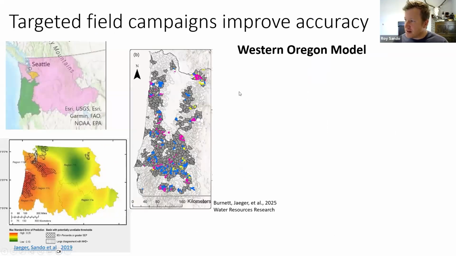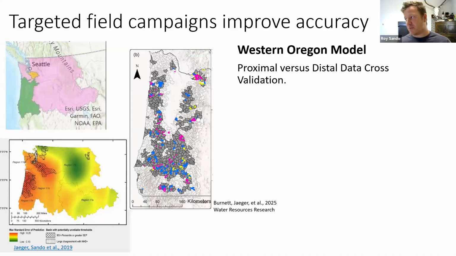Another thing that colleagues, Jonathan Burnett at the Forest Service and Chris Yeager at USGS, looked at, in projects they got funded in Western Oregon. One of the things they wanted to look at was how much of a difference it makes to have data within a basin. How much of a difference does that make for the basins with data in terms of model accuracy?